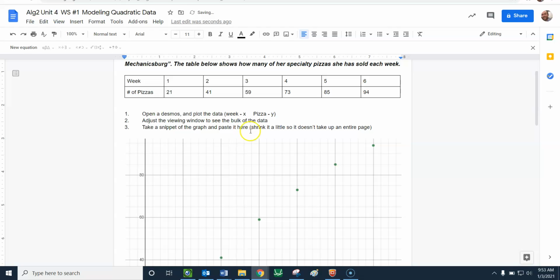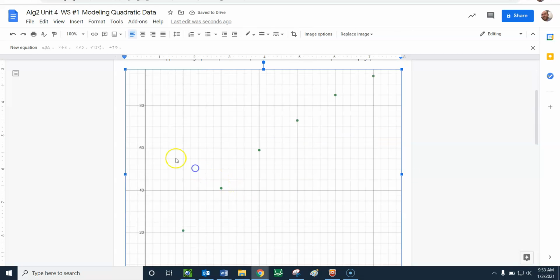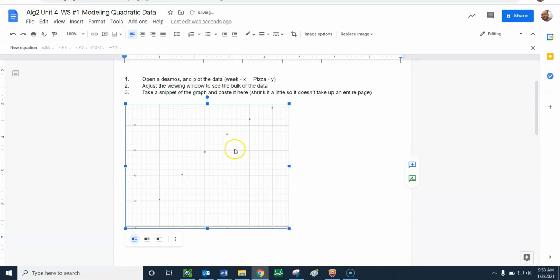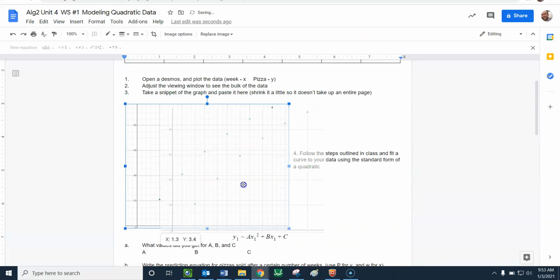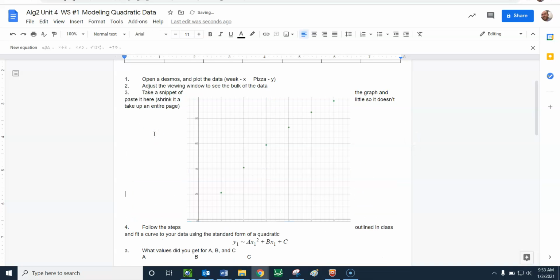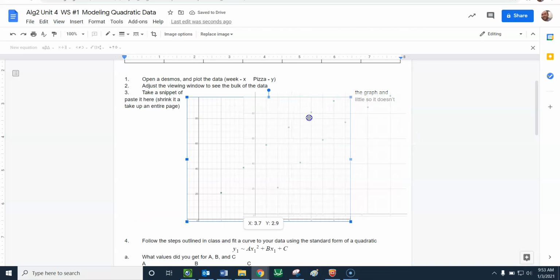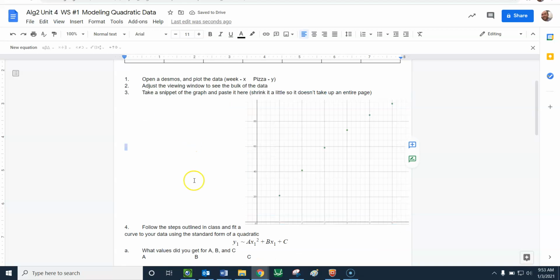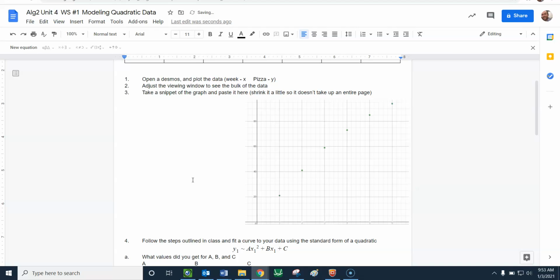Okay. From here it says shrink it a little so it doesn't take up the entire page. It's pretty big, so I'll just click it, shrink it down a little bit so it doesn't take up as much room. I can click on this and move stuff around if I need to. Maybe we'll put it right there. That's okay. It shows me that you did the Desmos and you understand the steps to plotting data.